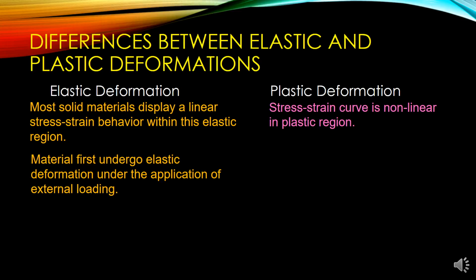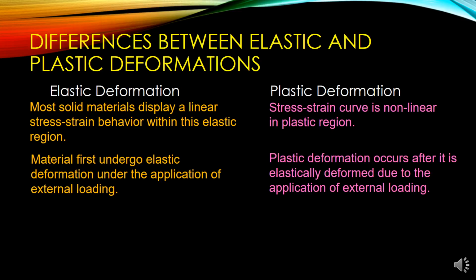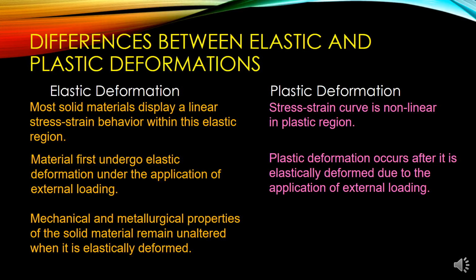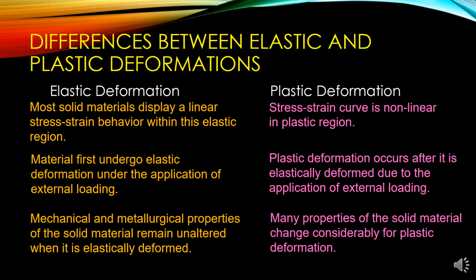Material first undergoes elastic deformation under the application of external loading. But plastic deformation occurs after it is elastically deformed due to the application of external loading. Mechanical and metallurgical properties of the solid material remain unaltered when it is elastically deformed. Many properties of the solid material change considerably for plastic deformation.